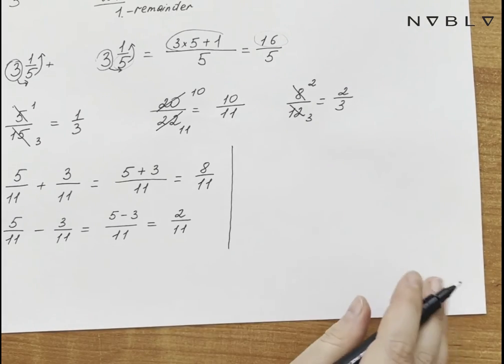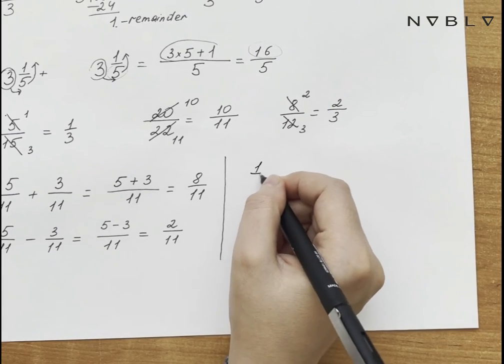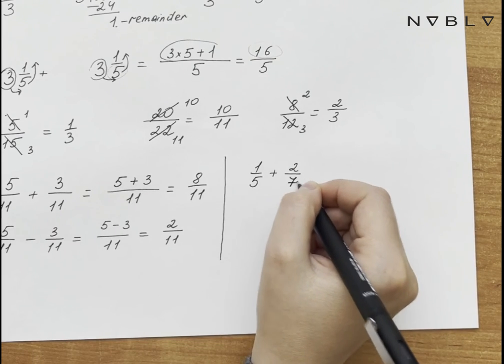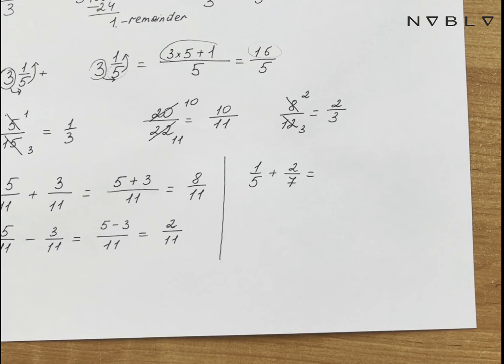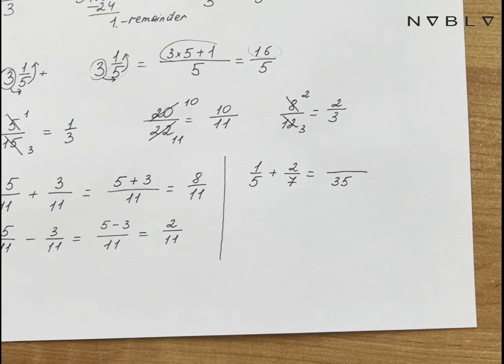And if we have fractions with different denominators, to find the sum and difference of fractions with different denominators, first we must make the least common denominator. For example, 1/5 plus 2/7 is equal to, we must find the least common denominator. It will be 35.